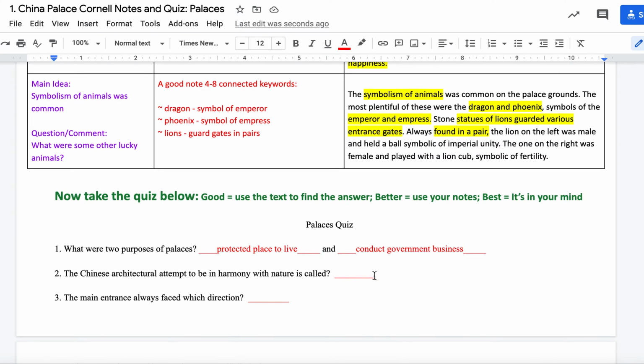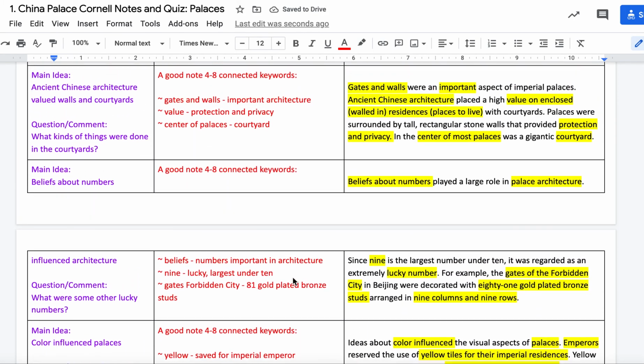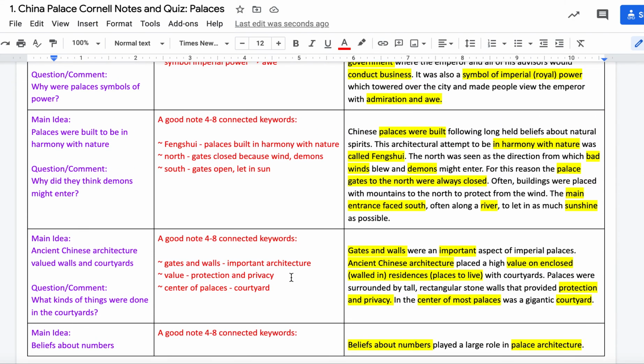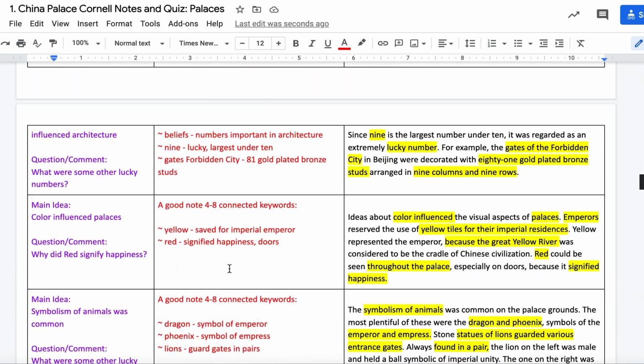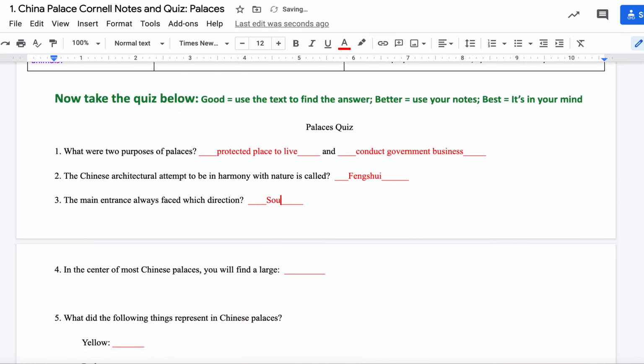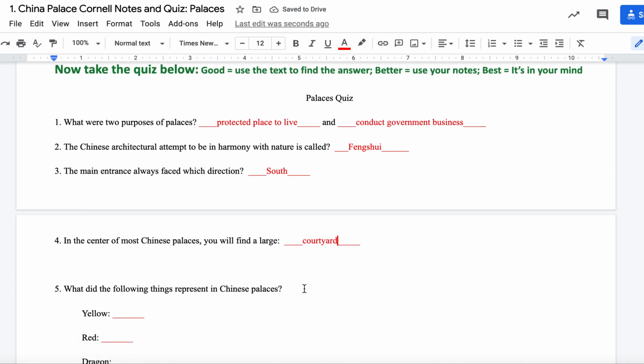All right, being in harmony with nature in your buildings is called feng shui. The main entrance, was that on the north or the south? Let's see here. The main entrance faced south. You see that in that last sentence there? So we're going to say face south. In the centermost palaces, I remember this, you would find a courtyard.